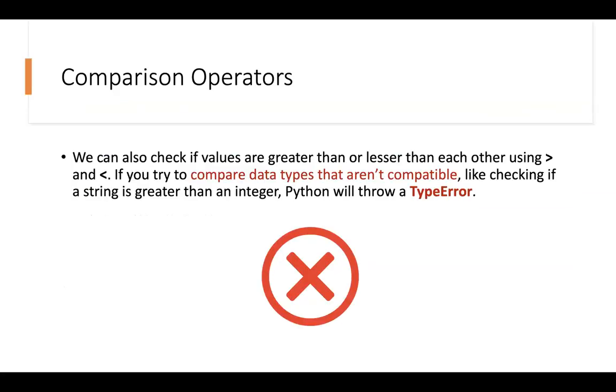We can also check if values are greater than or less than each other using the greater than and less than signs. If you try to compare data types that aren't compatible, like checking if a string is greater than an integer, Python will throw a type error.